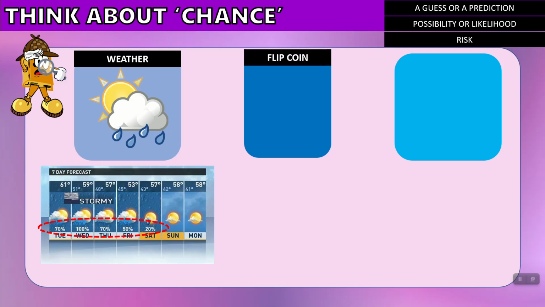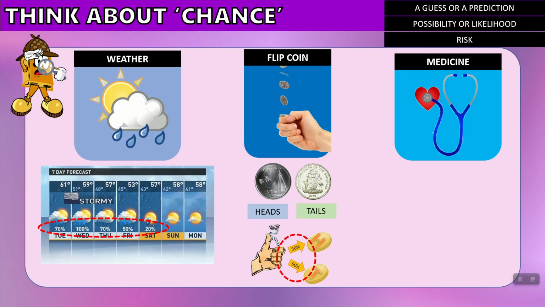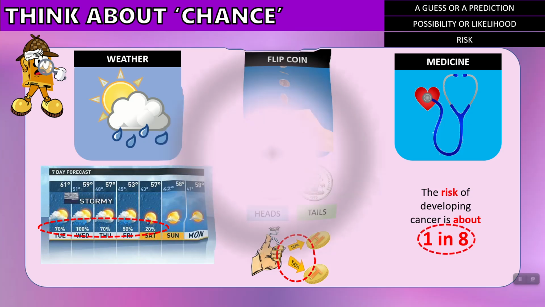This is also part of probability. When we flip a coin, we say there's a chance that it will land on heads or tails. And that chance sometimes is said as a 50-50 chance. What does that mean? Or if we look at medicine, you've heard it said maybe the risk of developing cancer is about 1 in 8 people. Well, that 1 in 8 is a risk as well, and it's all associated with probability.